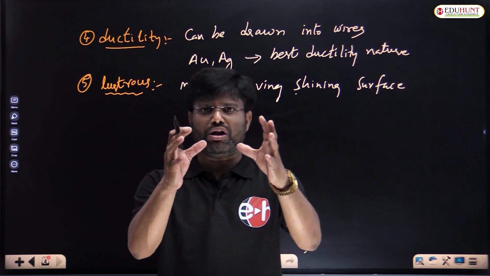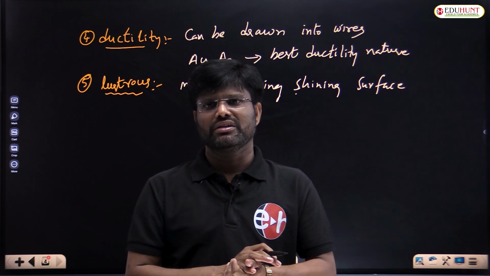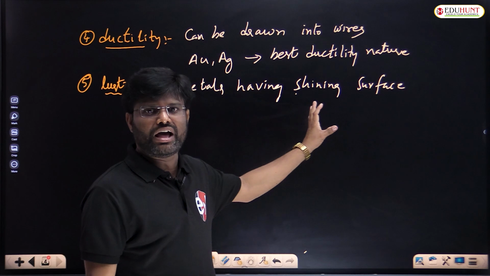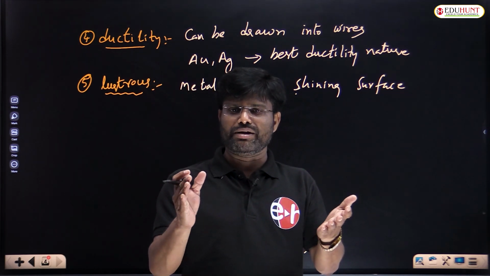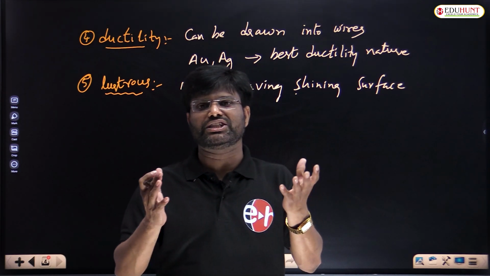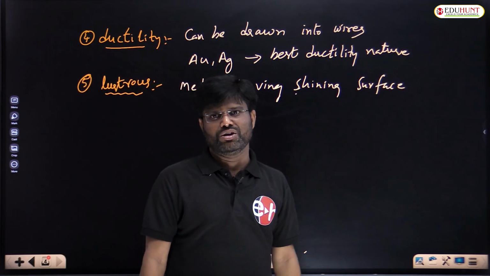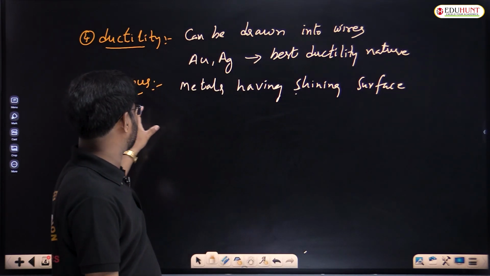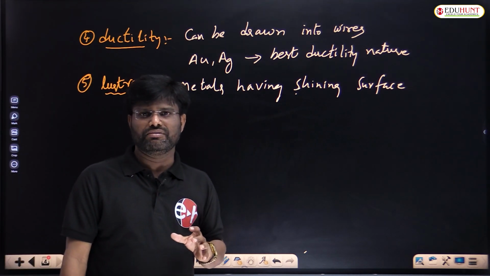If you take small pieces of metal and rub them with sandpaper, then those metals will show a shining nature. So they have a shining surface. Most metals are shining in nature. So this is about the lustrous nature, the fifth physical property of metals.